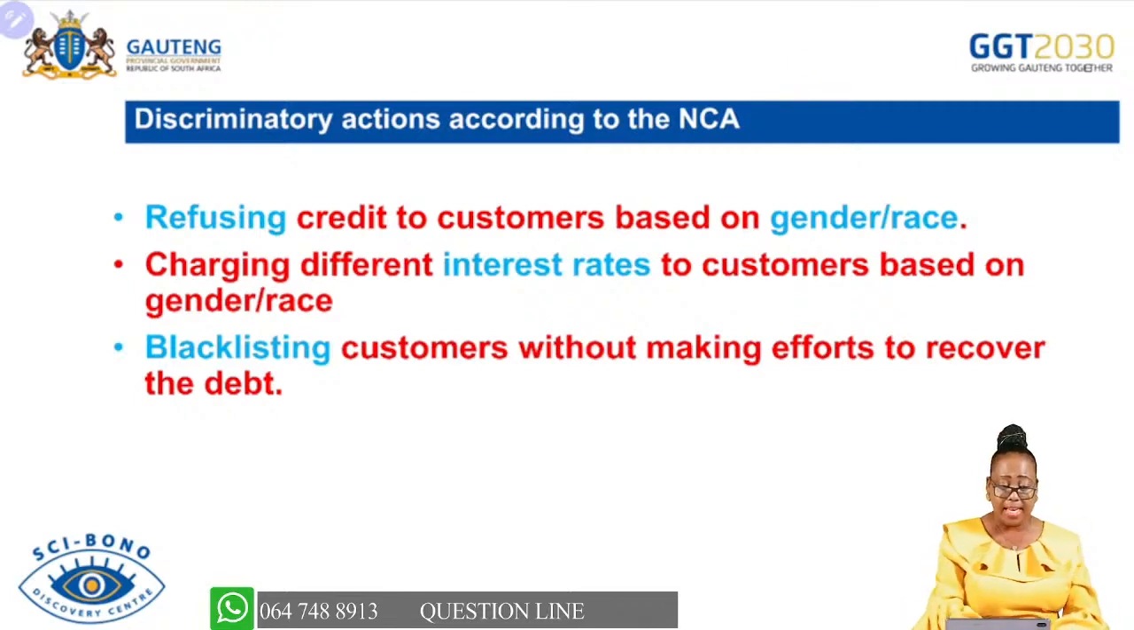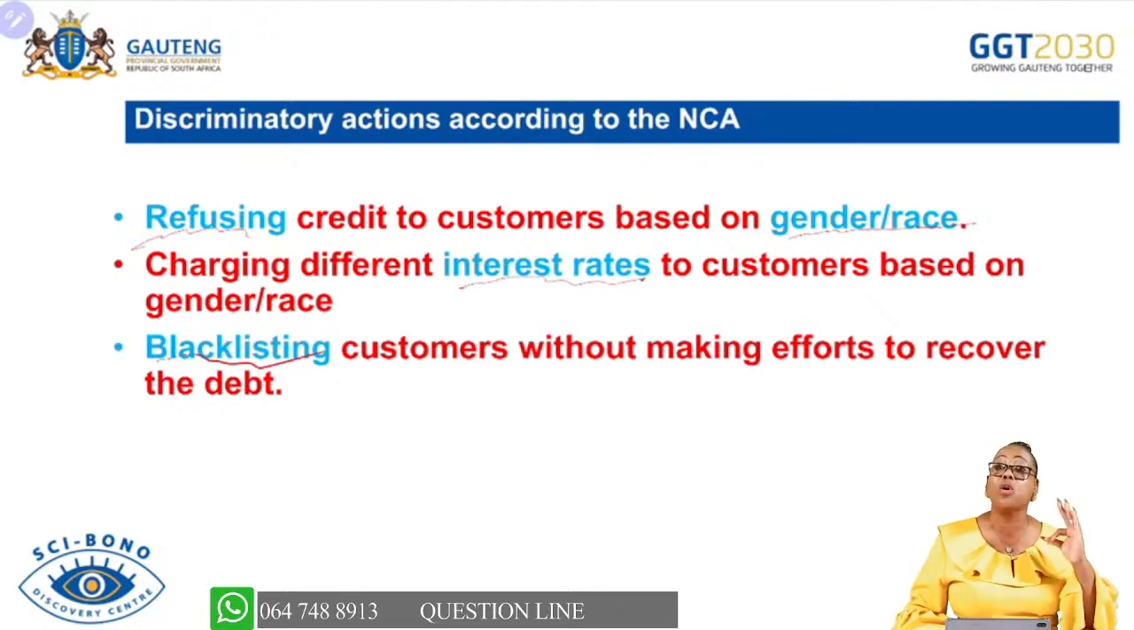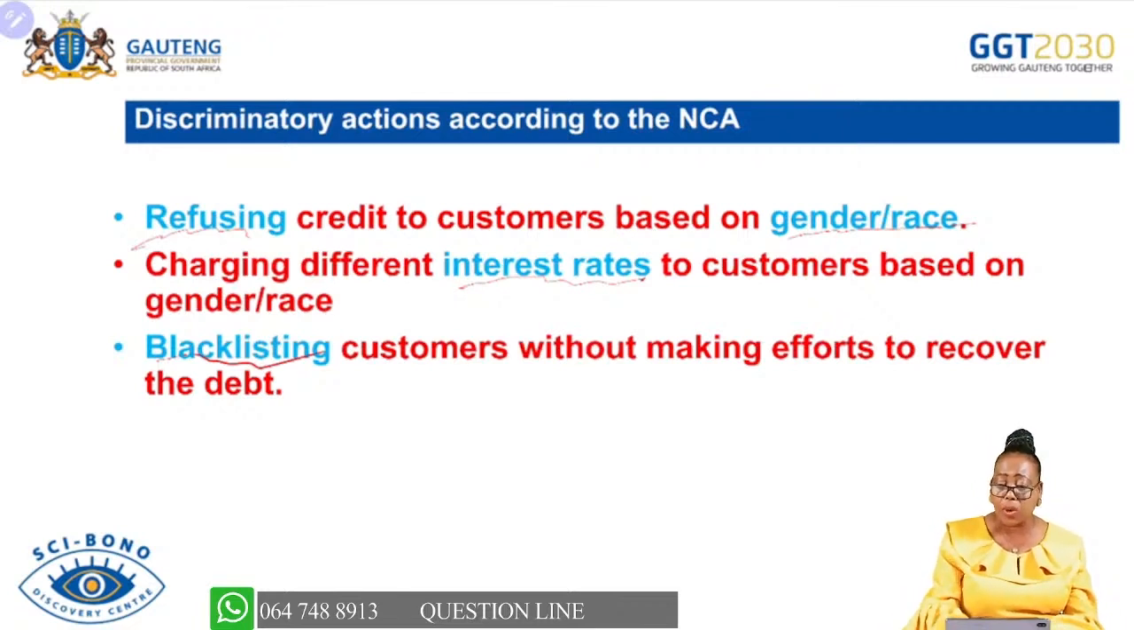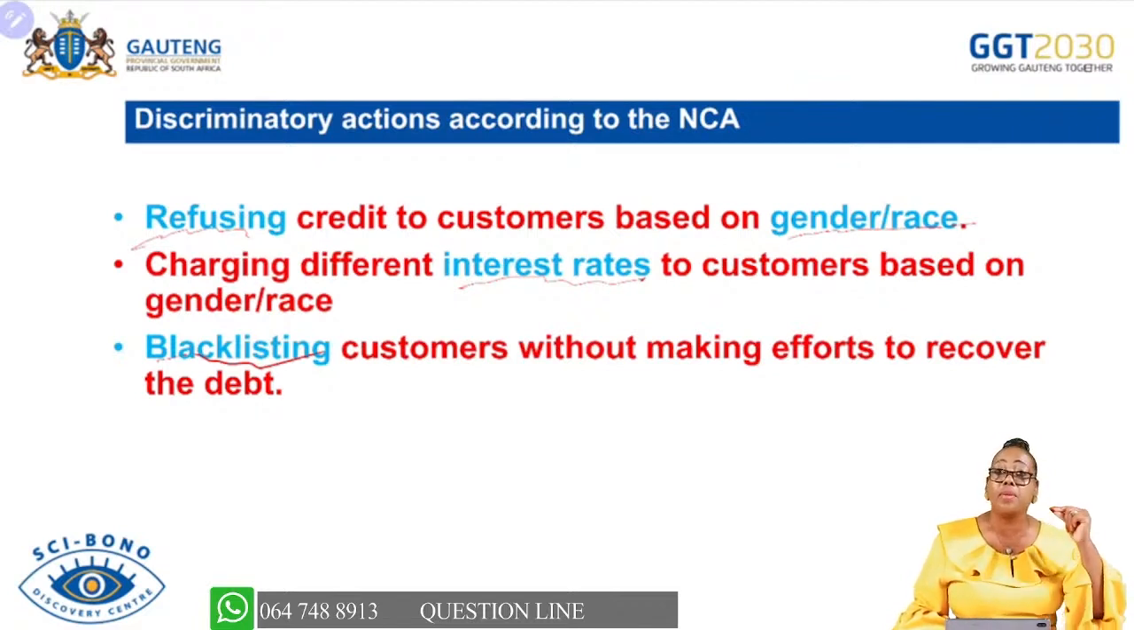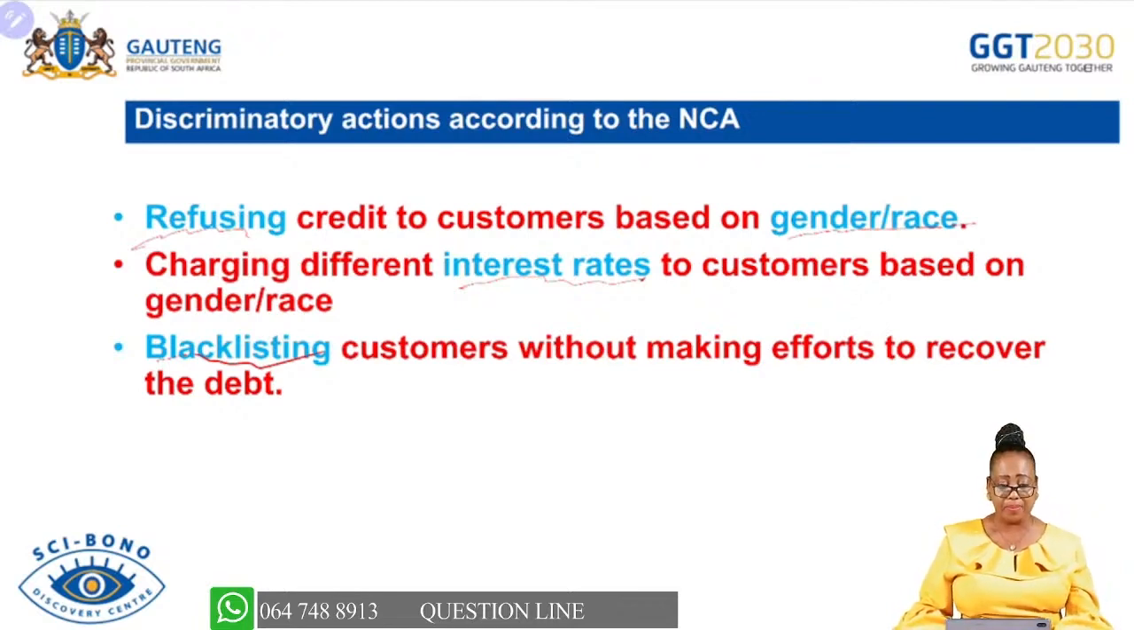Only 3. Refusing because of gender, interest rates, blacklisting. Just to remember those 3 keywords, you can construct full sentences. Refusing. What are you refusing? To give credit to customers based on their gender. That is wrong. That is non-compliant. You are violating the provisions or the purposes of the National Credit Act.